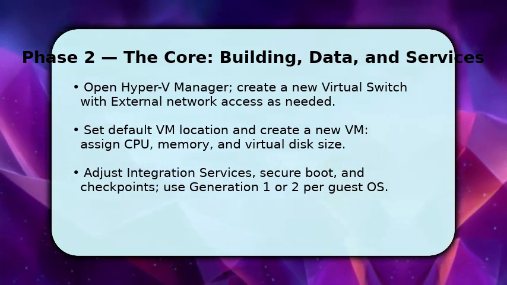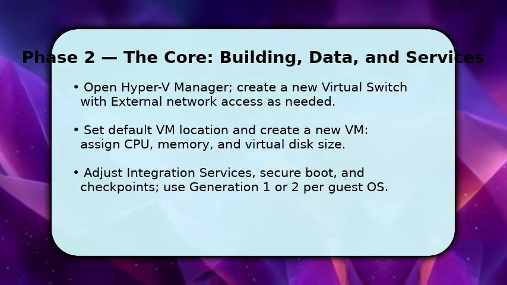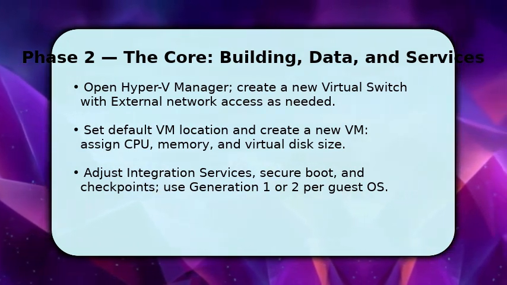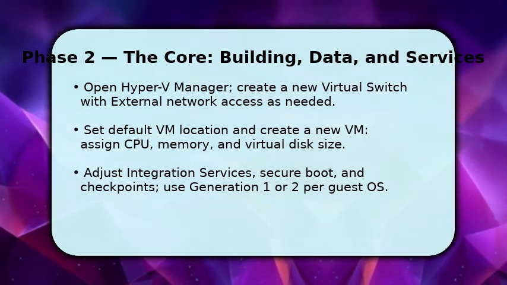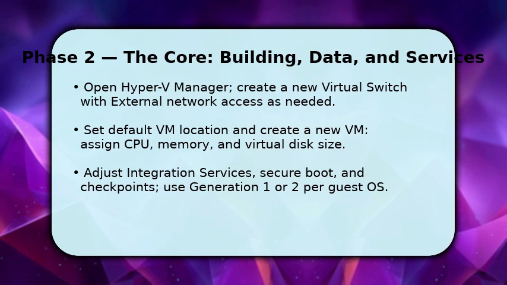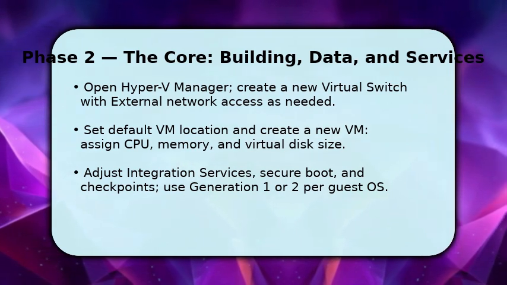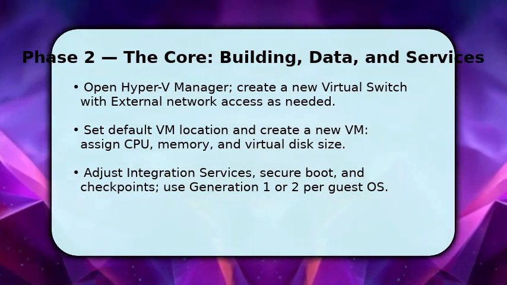Create a VM. Pick generation 1 or 2 based on the OS, assign CPU cores, dynamic or static memory, and a VHDX size. Make sure integration services and secure boot settings match guest expectations. Once set, attach ISO and start the VM.